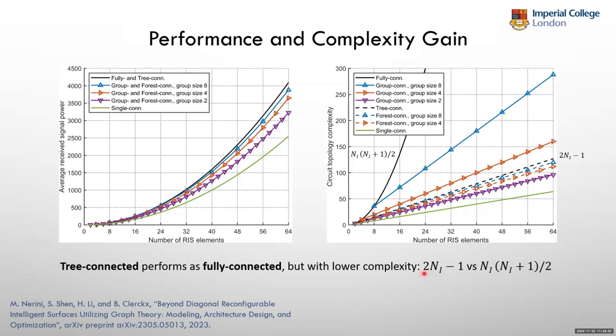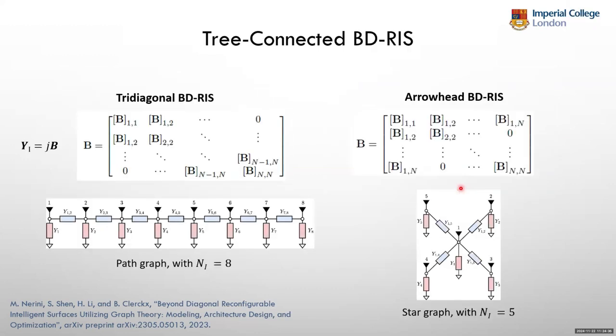So the gap between those two in terms of complexity is huge, and you see it here: the circuit topology complexity grows quadratically with the number of RIS elements when you have a fully connected RIS. If you have a tree-connected RIS, it grows linearly with the number of elements. So the gap between those two is very significant in terms of complexity reduction, but they achieve exactly the same performance. Right?